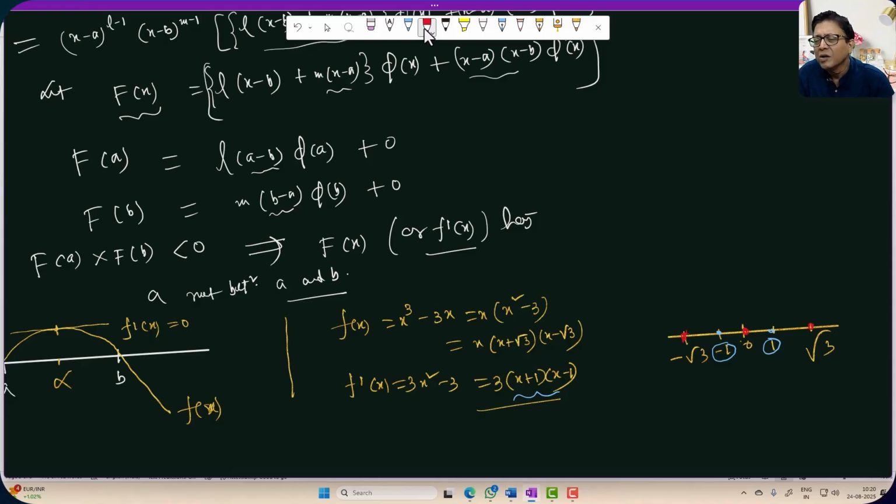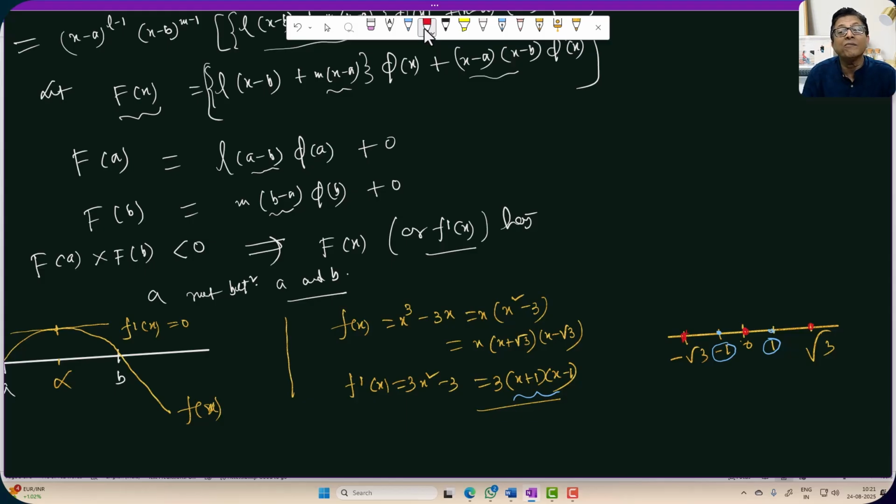Just think once again. Roots of f dash x are separated by roots of f x. If I say that roots of f x are also separated by roots of f dash x, will you agree with me? You have to agree with me, because minus 1 and 1 we have plotted. Here there is minus root 3, there is 0 and root 3. So plot 0 and 1 first, roots of f dash x, and then you get minus root 3, 0, root 3. Got it?